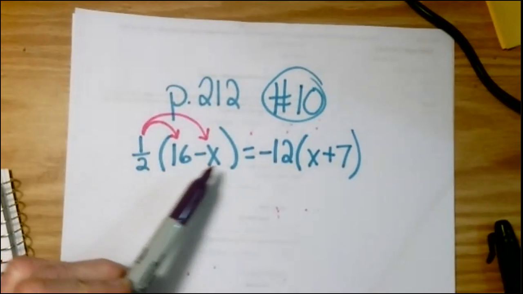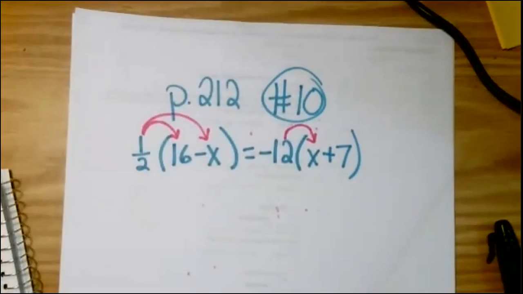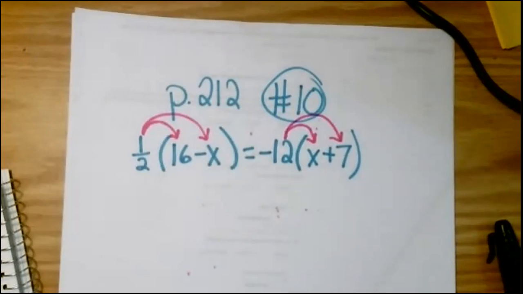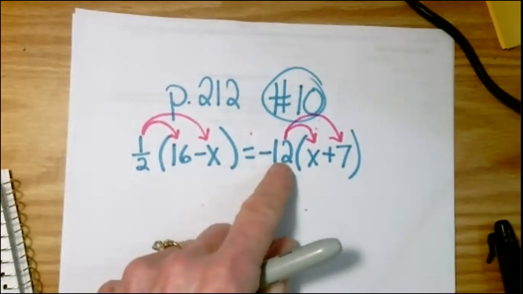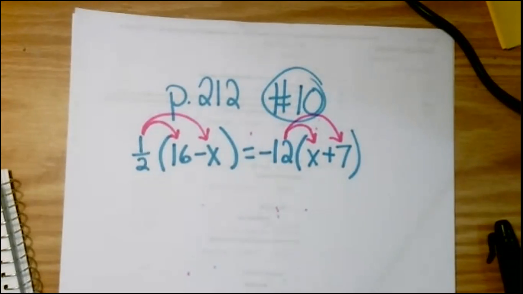But now notice we also have to do that on this side. We have to use the distributive property, negative 12 times x and negative 12 times 7. So we have to do it on both sides of the equals, and sometimes that'll be the case. How do you know when to use the distributive property? You will have a number in front of a parentheses of numbers. That's how you know you're using the distributive property.